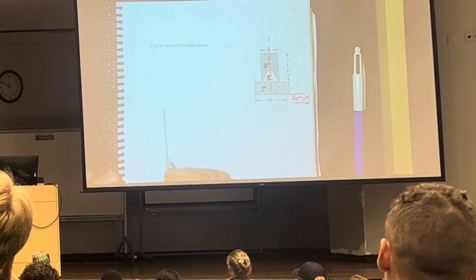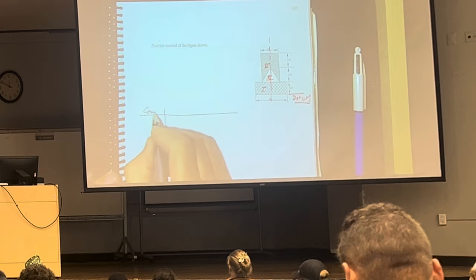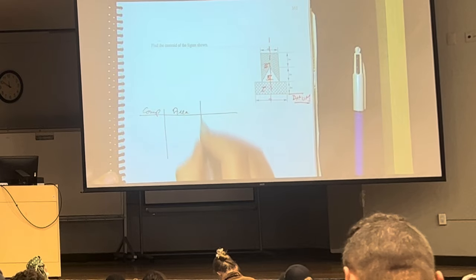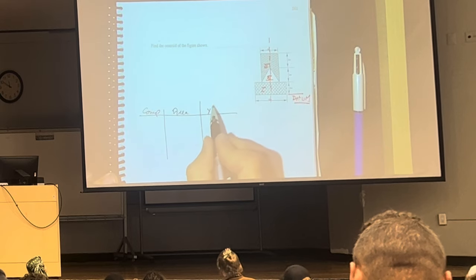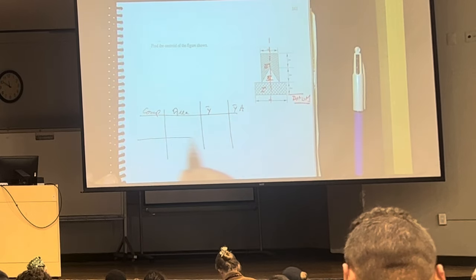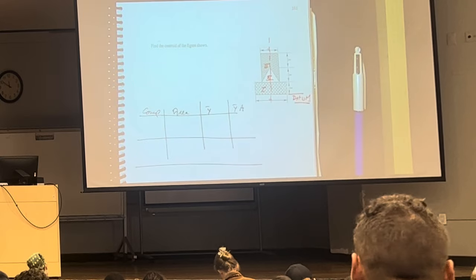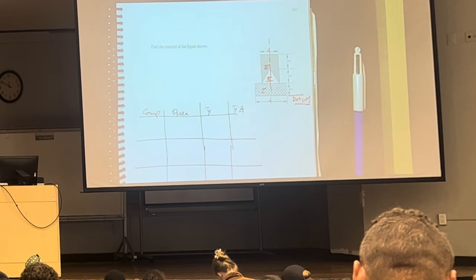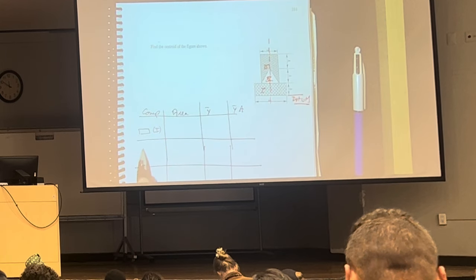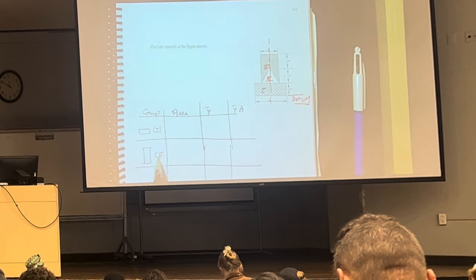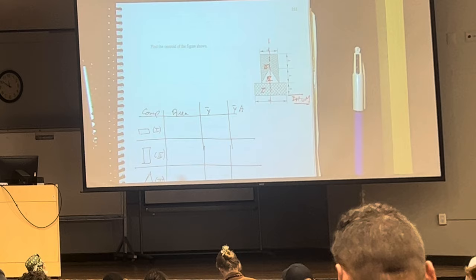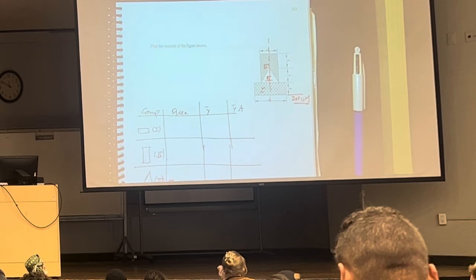So I'm going to say, here's my table: component, area. I don't need an X bar, I just need a Y bar. I need a Y bar times A. So the first is a rectangle 1. The second is a vertical rectangle 2. And the third is a triangle 3 that I know is a cutout. Negative, instantly. Put it in.